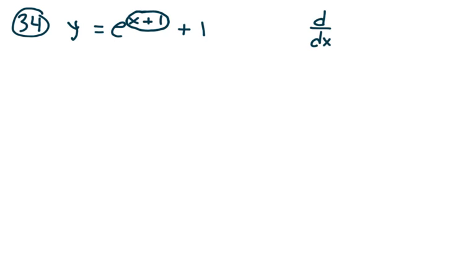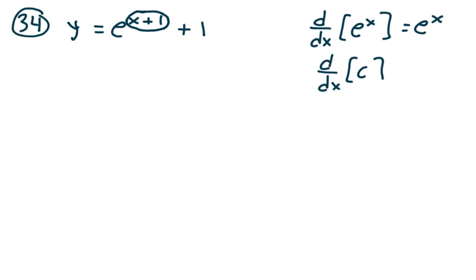Let's take a look at problem 34. 34 is very interesting. So we get y equals e to the x plus 1 plus 1. Now, I want to take the derivative, but I don't know what to do with x plus 1, right? So we want to recall a couple of things. Now, don't forget that the derivative of e to the x is equal to e to the x. And the derivative of any constant is equal to 0. So we're going to need both of those.